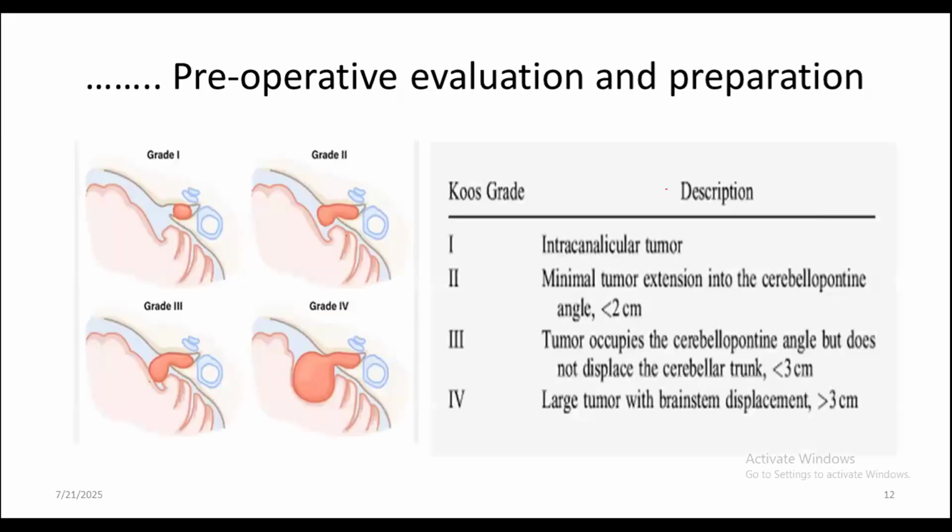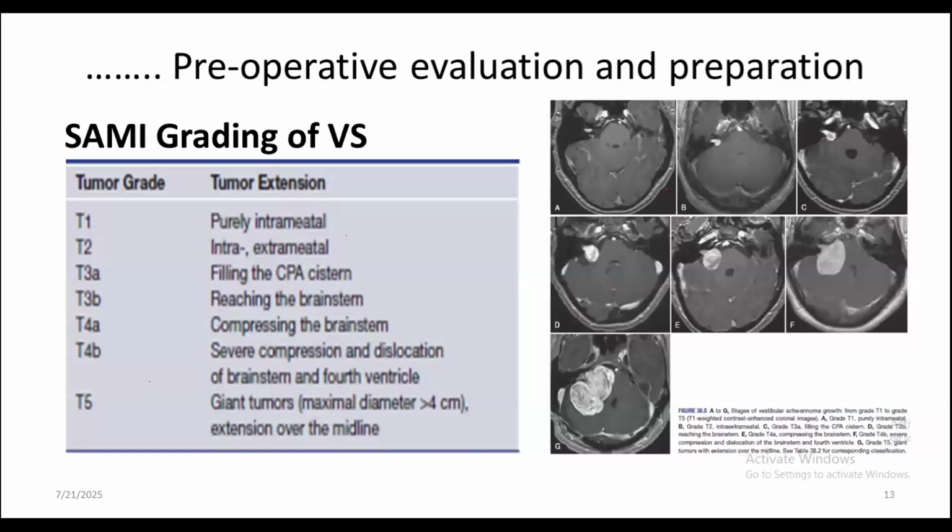That is the Koos grading of vestibular schwannoma lesions in the CP angle. This helps in determining the grade of the involvement of the surrounding structures. It is graded 1 to 4. Grade 1 is intracanalicular, grade 2 is when there is minimal tumor extension into the CP angle and the tumor is usually less than 2 centimeters, down to grade 4 where the tumor is greater than 3 centimeters. Another grading system is the SAMI grading, which is usually similar. And I will also use this diagram to show some of the features that were earlier described.